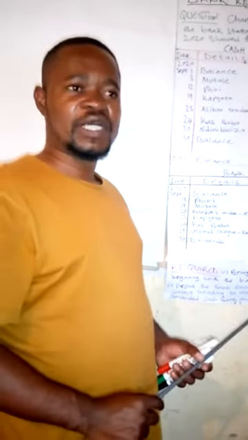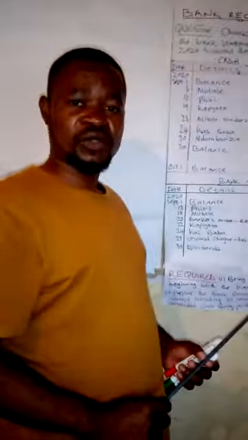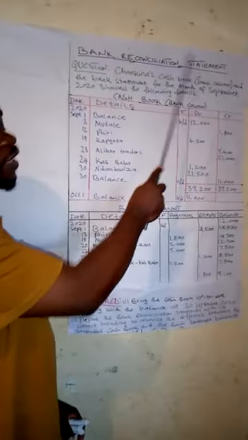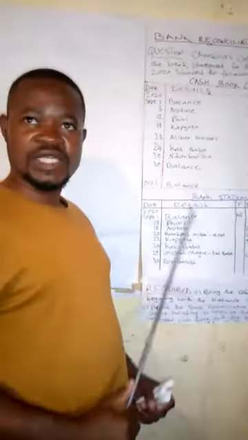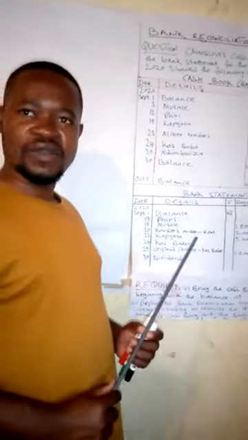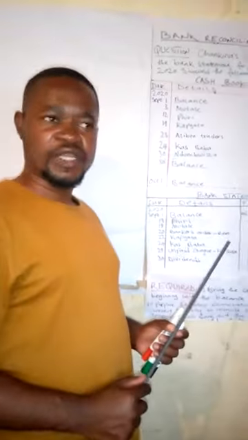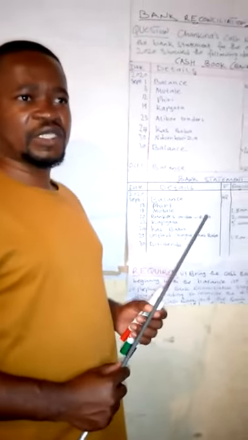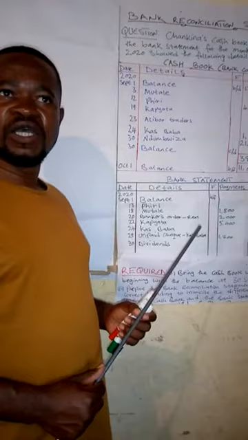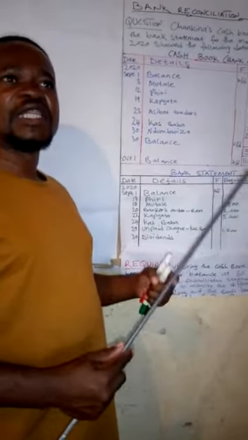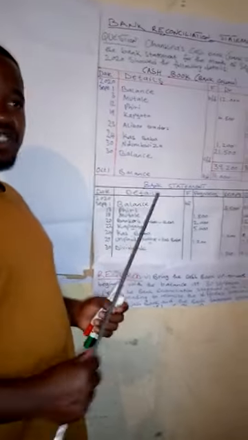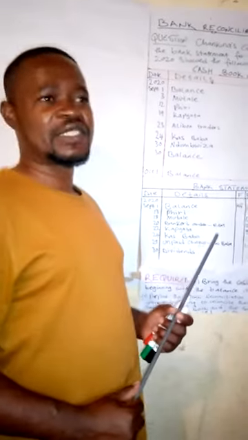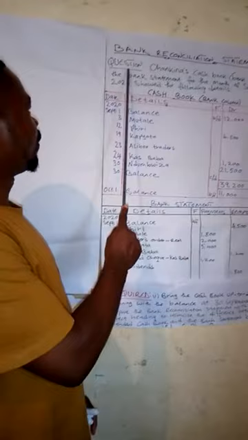Right, welcome to this lesson where we are continuing with the bank reconciliation statement. In today's lesson, we are going to see how a revised cash book is prepared and also a bank reconciliation statement. In our previous lesson, we saw the differences that cause the cash book and the bank statement not to have the same balance. All right, so let's look at this question.